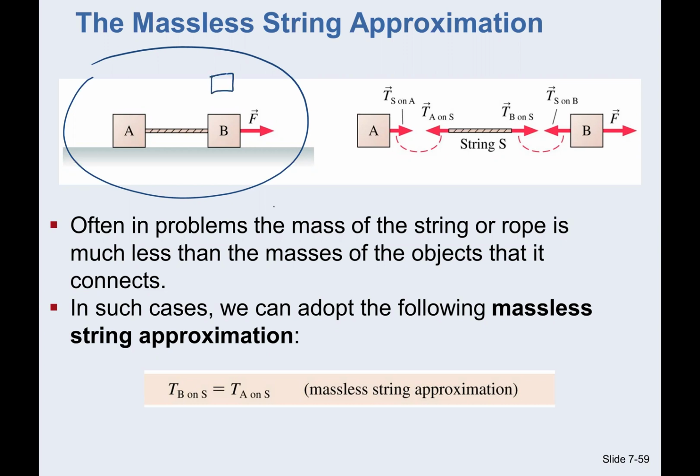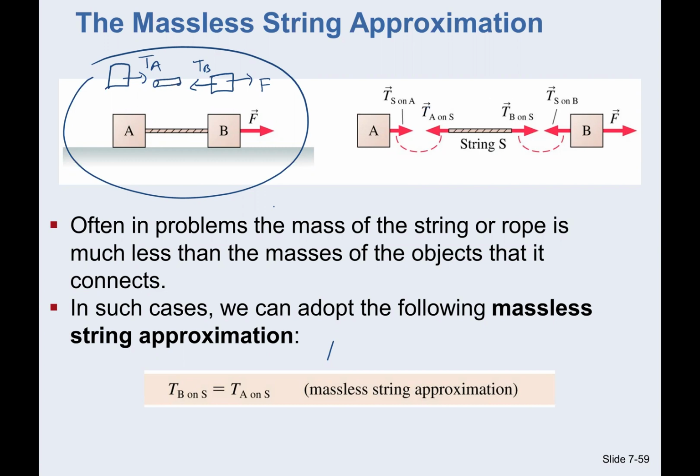So here's B. It has this force to the right, and then the tension acting on B to the left. Here's A, and A has tension from the string acting to the right. That's the tension in the string, which is responsible for accelerating A to the right. Those are the free body diagrams. But then we also have the string right in the middle.